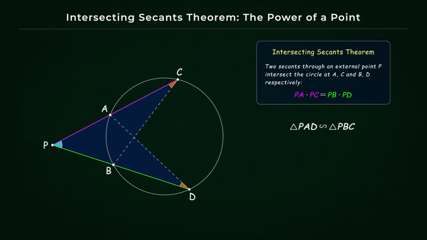Therefore, the corresponding sides are proportional, giving us PA over PD equals PB over PC. A quick rearrangement gives us the required result, and that completes the proof. This theorem is a useful tool for solving geometry problems. Now, let's look at two examples and see how it can be applied.